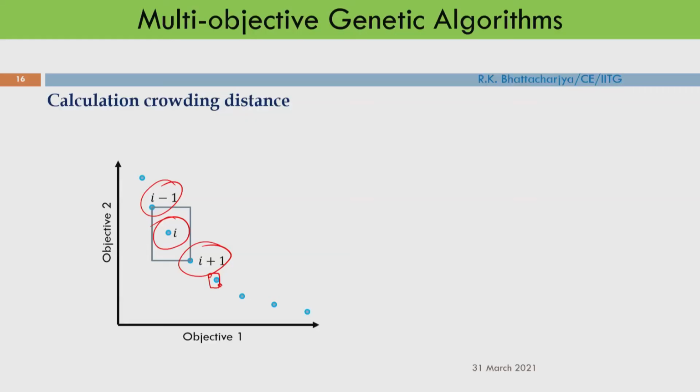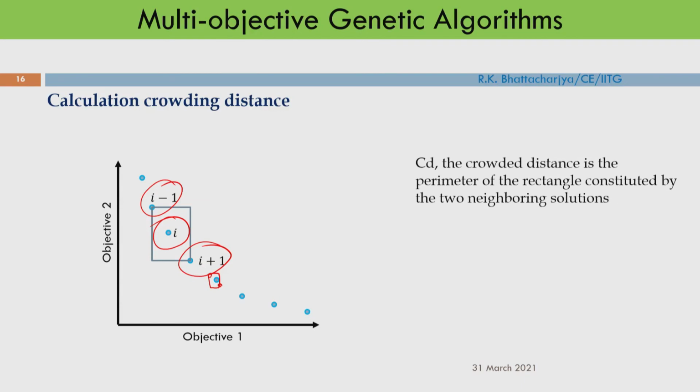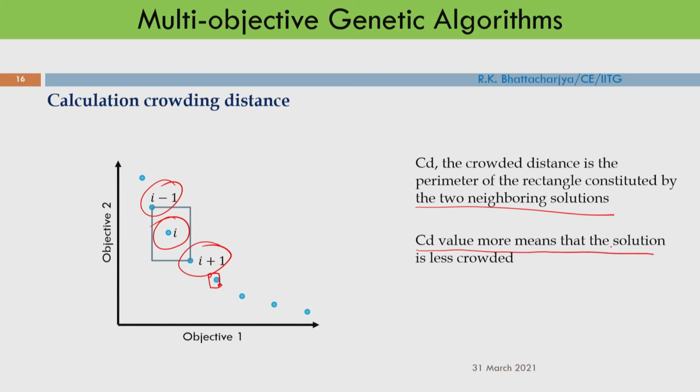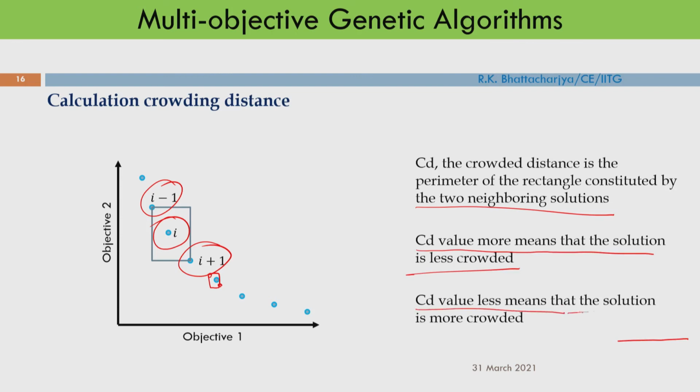So now I will have two things: one is the ranking, that is the non-dominated ranking, and another one is the crowding distance. As I said, CD, the crowding distance, is the perimeter of the rectangle constituted by two neighboring solutions. A larger CD value means the solution is less crowded, and a smaller CD value means that the solution is more crowded.